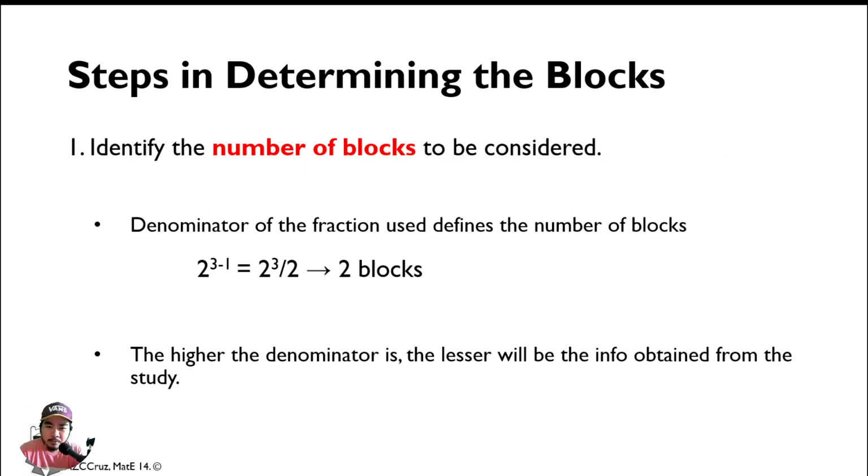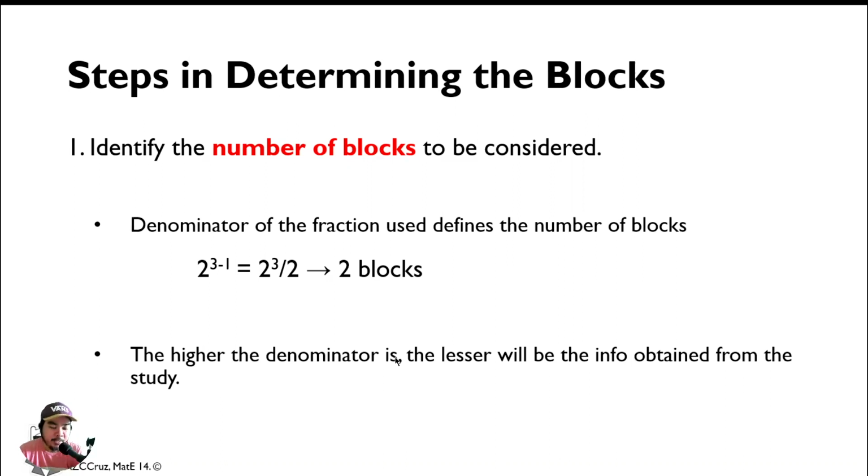So, first, identify natin yung number of blocks. So if we are to reduce it by 2 or into 2 halves, so meron tayong 2 blocks, tapos pipili tayo ng isang block na yon. Therefore, we are actually doing a 2 to the 3 minus 1 experiment. No? So 3 again. Nag-start tayo with 2 to the 3. Tapos, i-reduce natin by 2 to the 1, which is ito. So, kaya siya magiging 3 minus 1. So, that essentially means 2 to the 3 divided by 2 blocks. Okay? So, the higher the denominator is, the lesser will be the information obtained from the study.